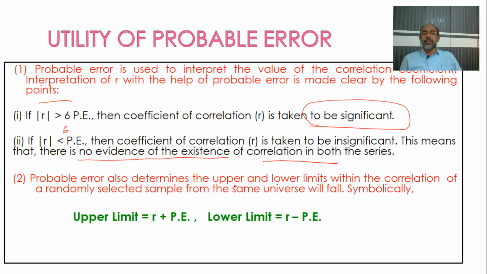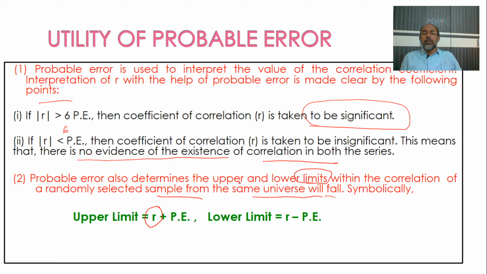Probability error also determines the upper and lower bounds. Okay, upper and lower limits with the correlation of a randomly selected sample from the population universe. If you take the population, it may vary from the sample. Sample correlation is called R. R plus PE or R minus PE. So this is what we call upper limit and lower limit.